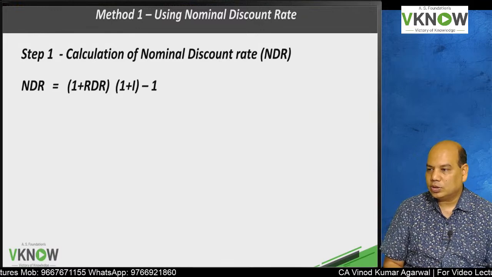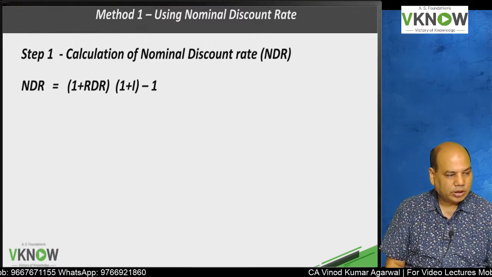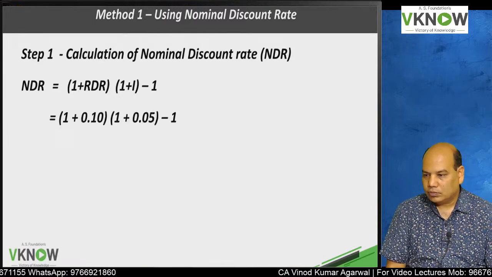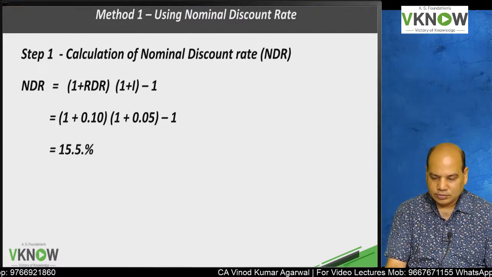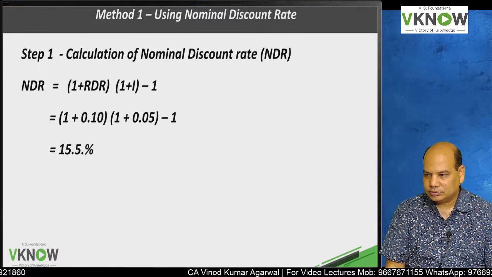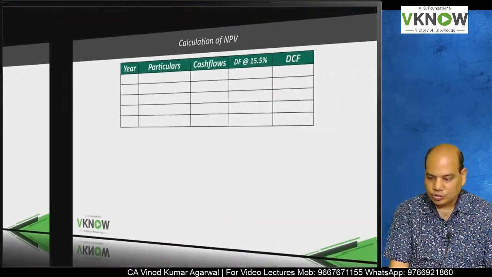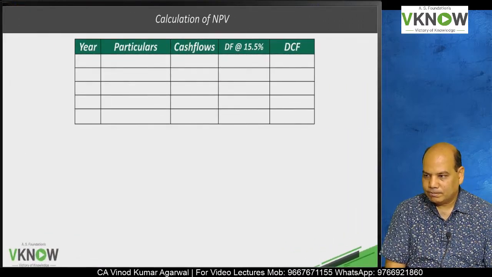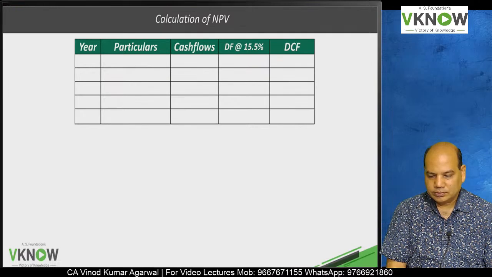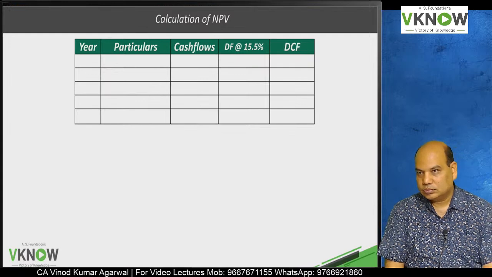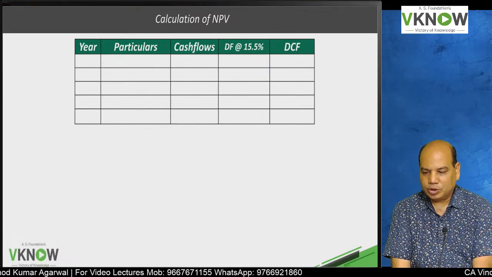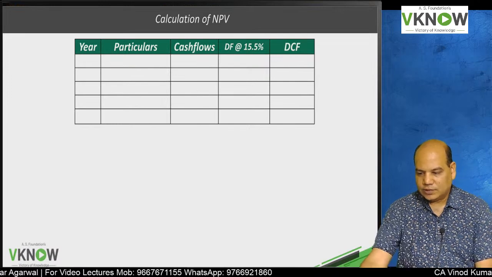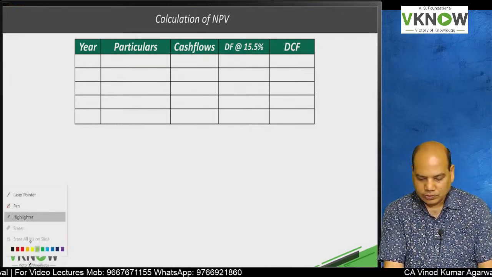Anybody answer for nominal discount rate? Nominal discount rate, 1 plus 0.10 into 1.05 minus 1. So this comes to 15.5%. 15.5% is right. Now we'll come to calculation of NPV. Year, particulars, cash flow, discounting factor at 15.5%, last column DCF, or you can write present value.